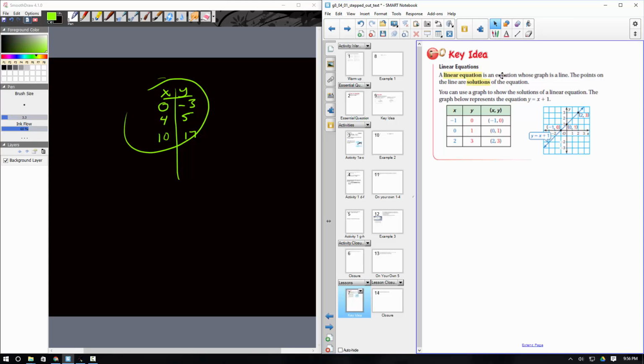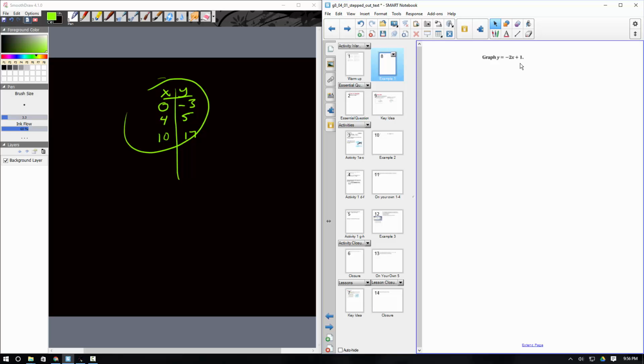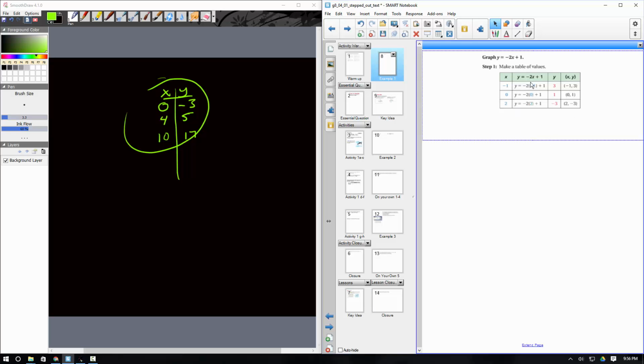All right, so the key idea: a linear equation is an equation whose graph is a straight line. And the points on the line are solutions to the equation, which is what I just showed you a moment ago. Here's another example. If I have my x and my y, and I plug in -1 into this equation, -1 plus 1 is 0. And that's why it is -1 and 0. So it says here to graph -2x plus 1. I'm going to plug these values in. I'm going to have my -1, and -2 times -1 is +2, plus 1 is 3. So that's why the value is -1, 3. You kind of see how these all work out.